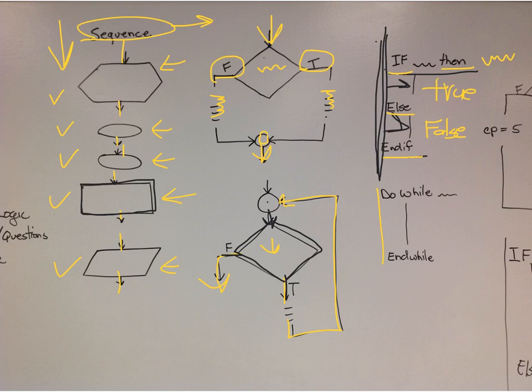Do while is even easier. As long as this is true, it's going to keep doing the loop until it becomes false, and then it's going to go from here. So this is like the true area, and that's like the false area.